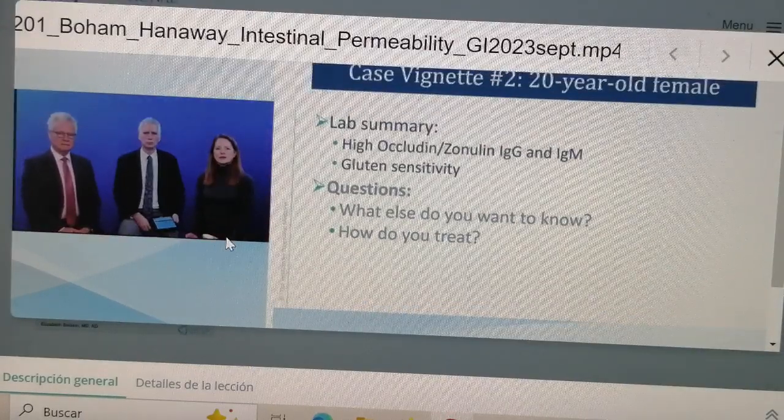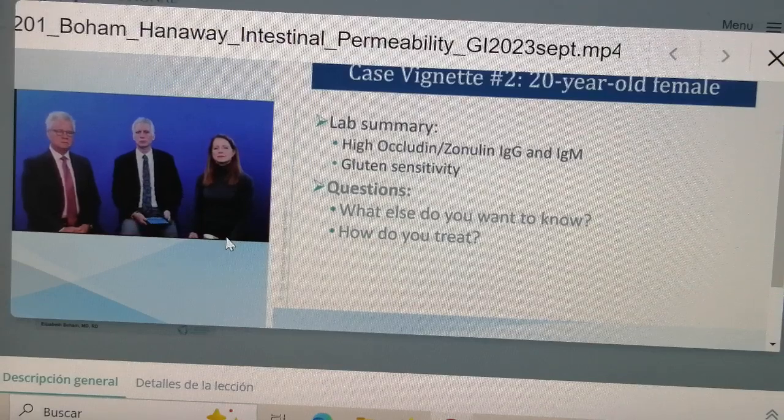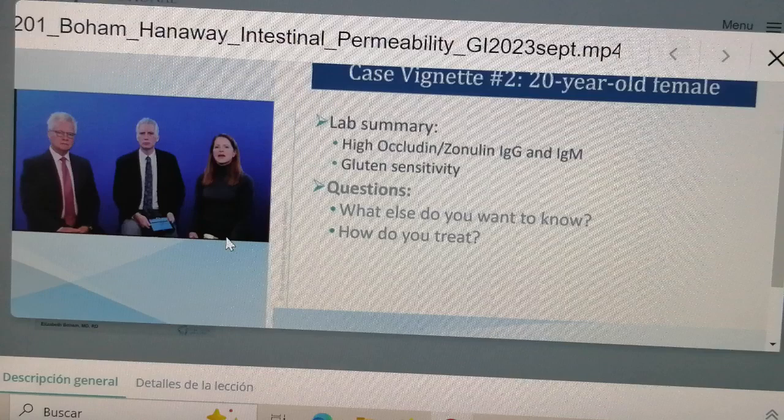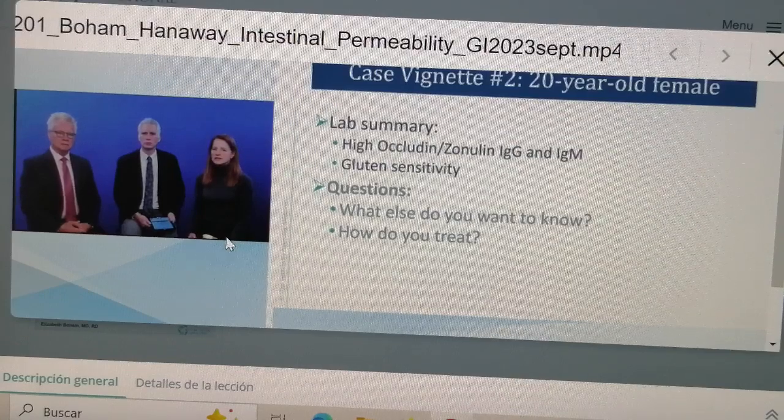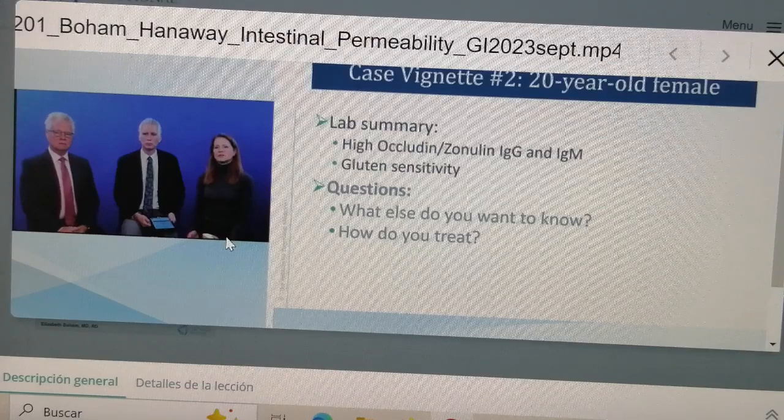And so in summary, we said, okay, she's got high levels of occludin and zonulin, and she also had some gluten sensitivity. We did some food sensitivity testing, and we saw that she had some reactivity to gluten, to some grains on food sensitivity testing. We also saw some caseomorphins, which are these components from dairy that can cross the blood-brain barrier and cause some impact in terms of energy and mood. And so that would be my summary here, that she's got some increased intestinal permeability and some food sensitivities.